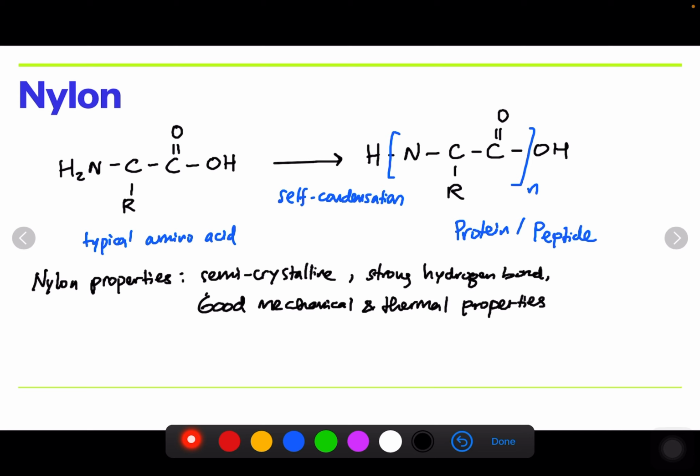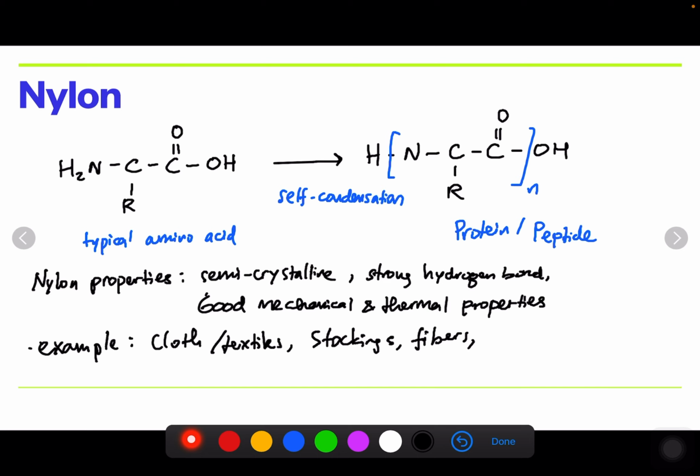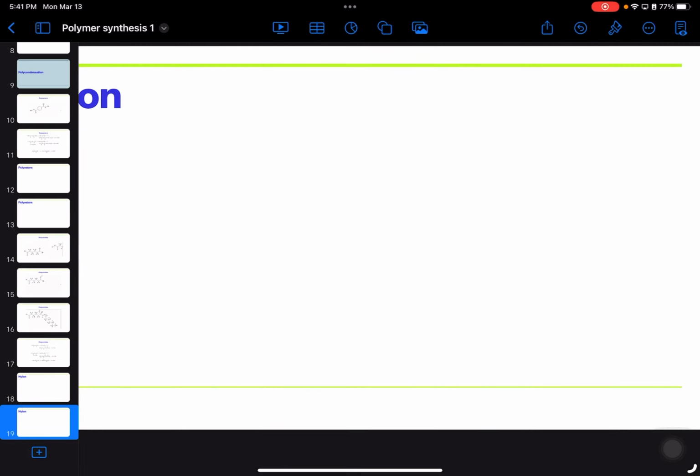And you can find examples or applications in clothing or textiles, stockings, it is also nylon, fibers, right? And also in automotive or some engineering processes, they need nylon. Okay. Sorry, it's gone.